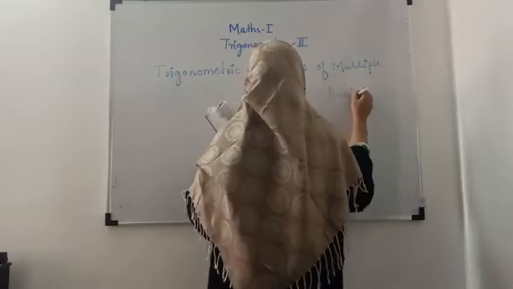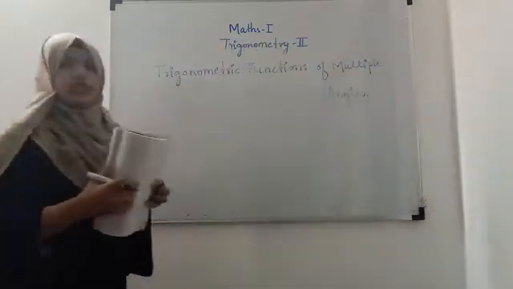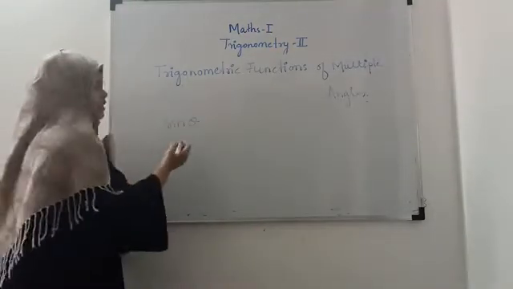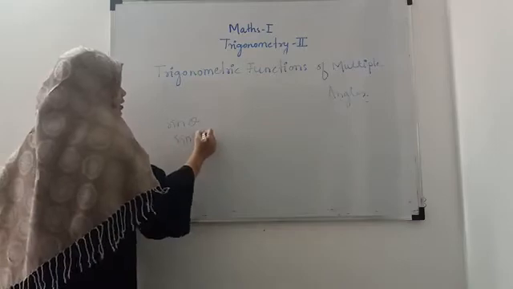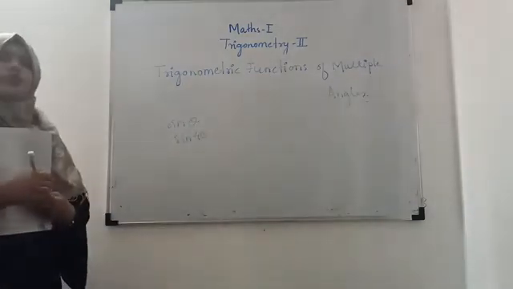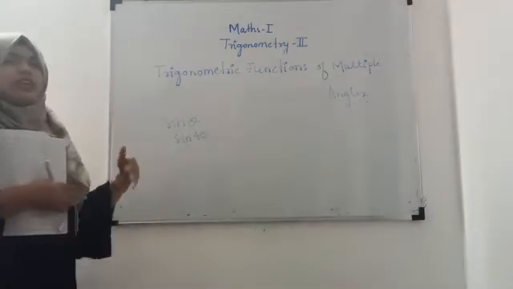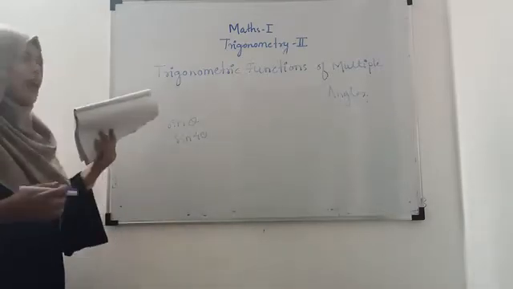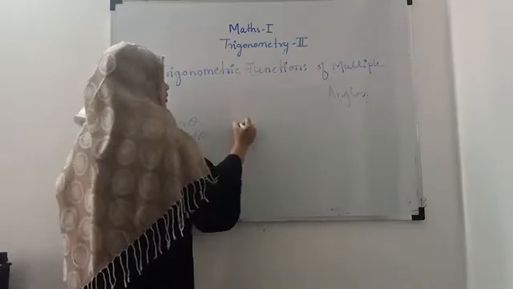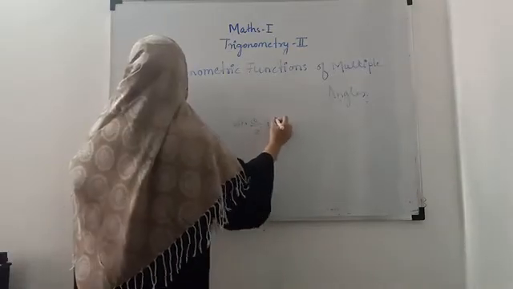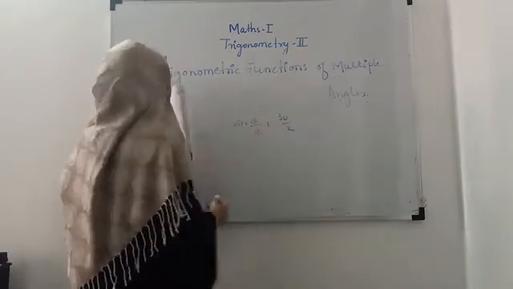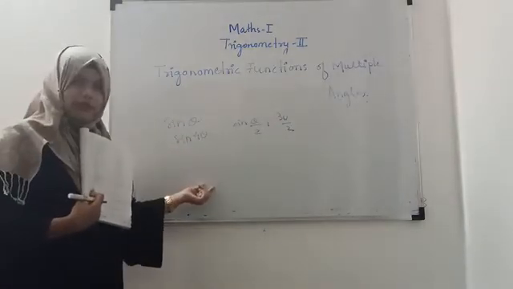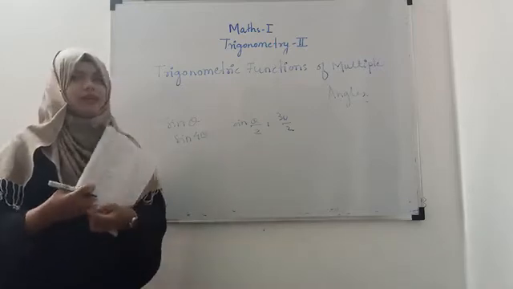Multiple angles means, see, if you have sin theta, then sin 4 theta, sin 3 theta, sin 2 theta, then theta, 2 theta, 3 theta are called multiple angles. And if you have sin theta upon 2, then 3 theta upon 2, they are called submultiple angles. Here they are called multiple angles and here they are called submultiple angles.